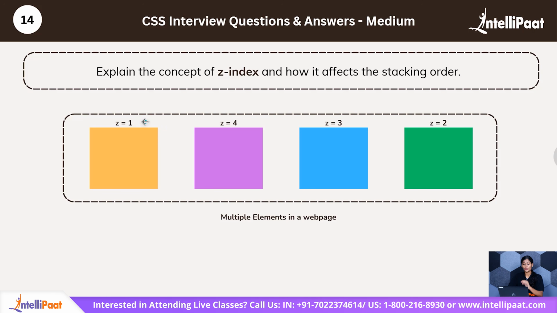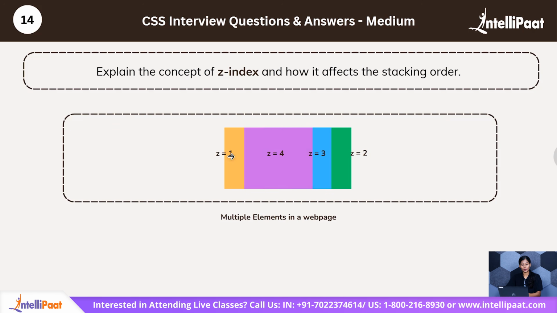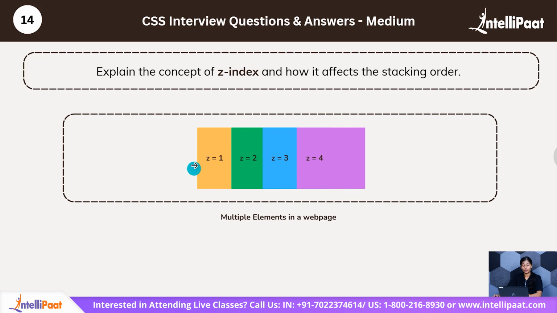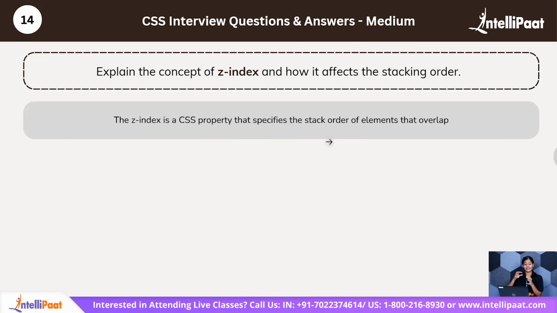So right now you can see that pink has the highest z-index with z4, and yellow has the lowest z-index with z1. So if I were to stack them together, z equals 1, that is yellow, should go on the bottom, and z equals 4, that is pink, should come on top. So if I stack them together, this is how they should look, or in a proper order, yellow followed by green, followed by blue, followed by pink. That is how the order should look. Or in technical terms, the z-index is a CSS property that specifies the stack order of elements that overlap. Keep in mind that the higher the z-index, the higher the priority of the element.